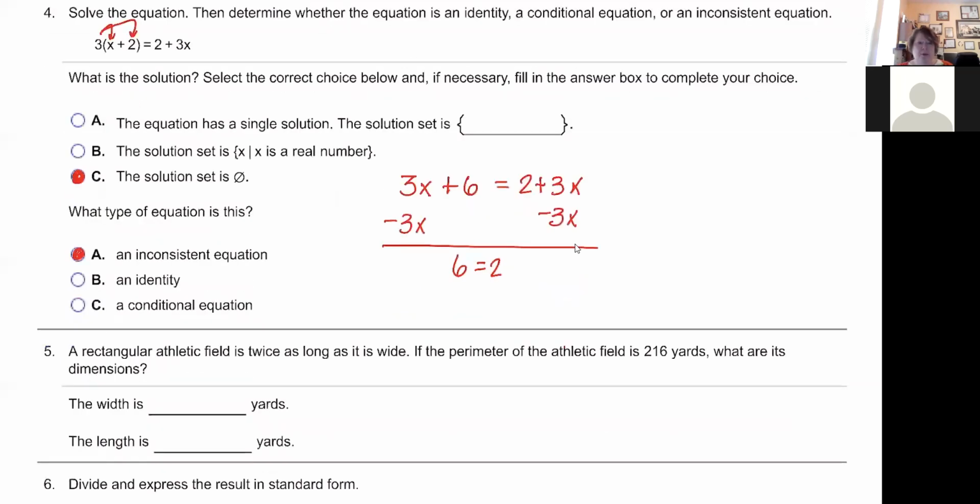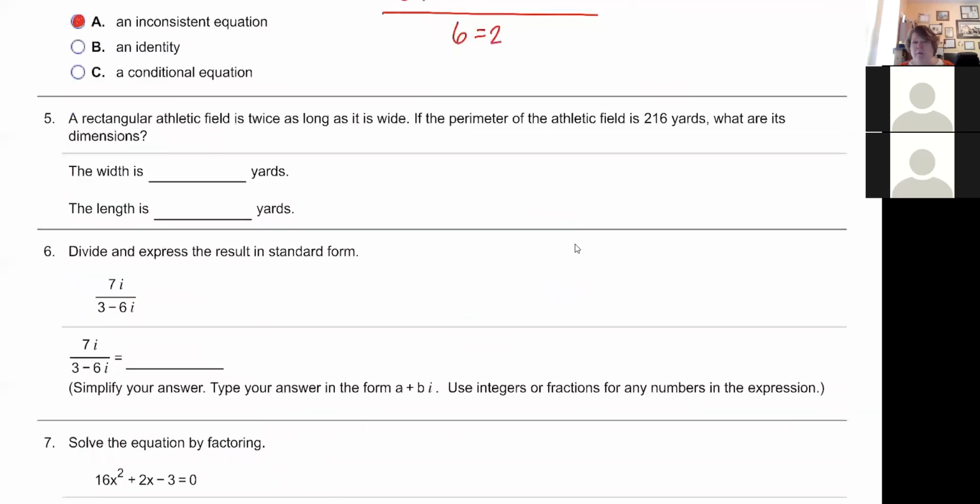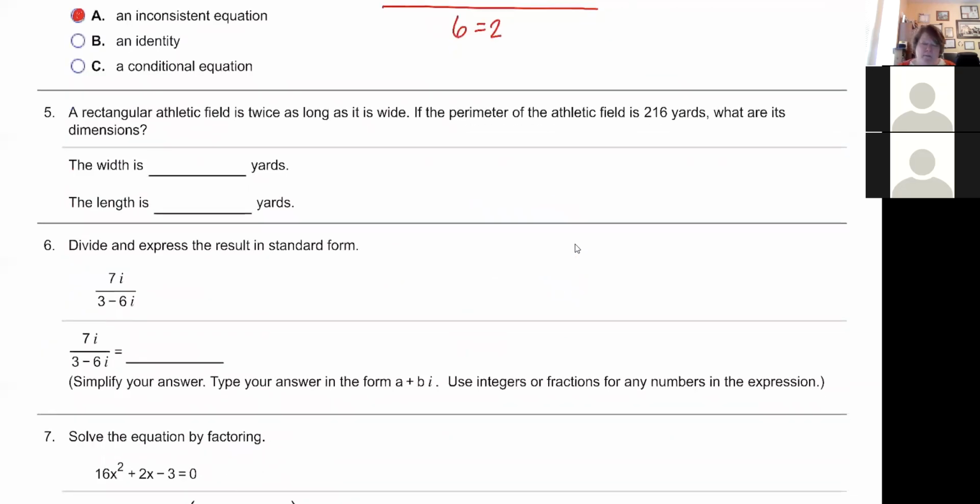Okay, the next problem is a word problem. You did say we could write our own. Yes. Yeah. We were allowed to write on our notes. Yes.